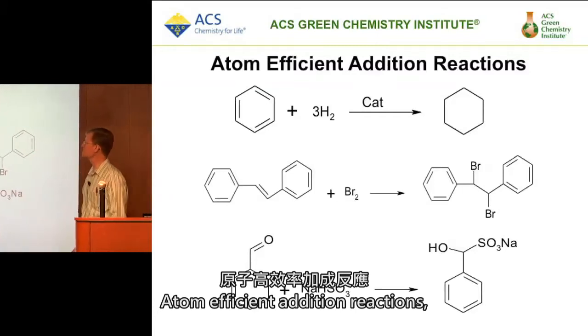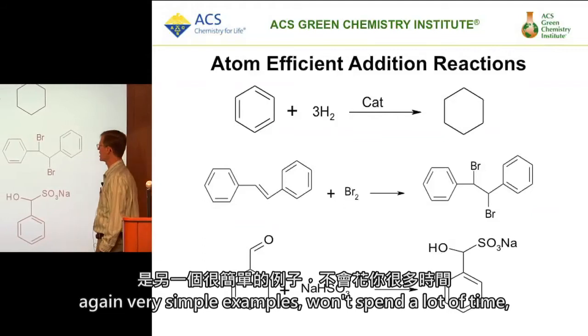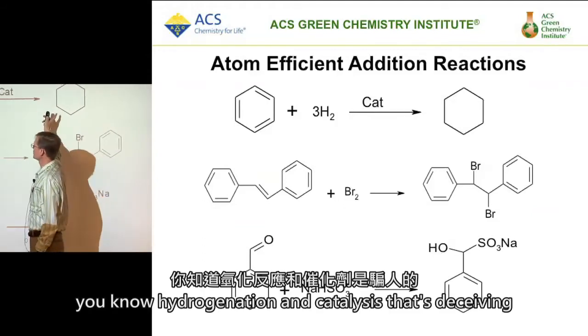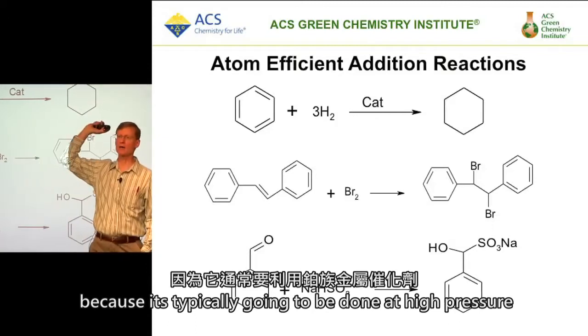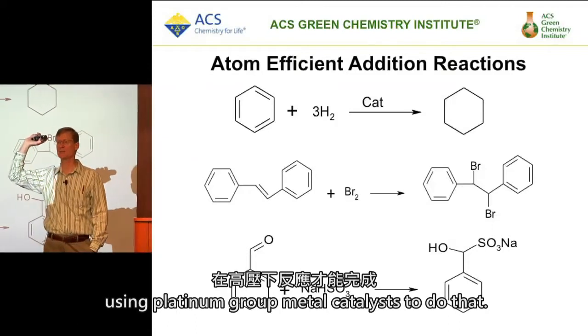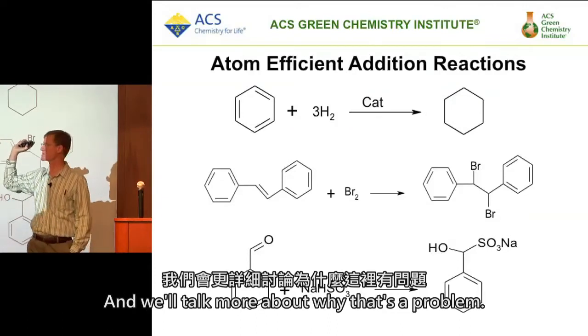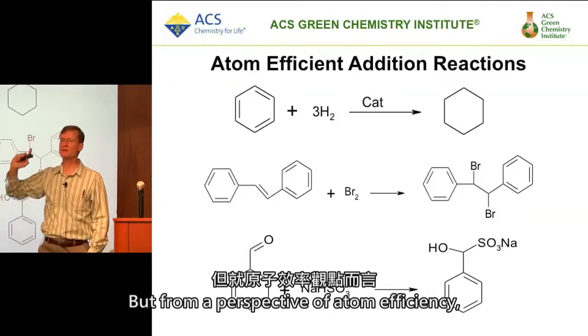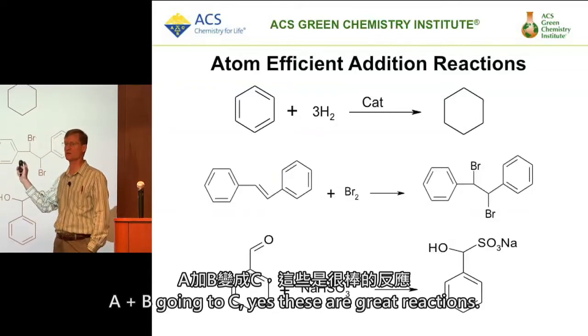Atom-efficient addition reactions, again, very simple examples, won't spend a lot of time. Hydrogenation with catalysis, that's deceiving because it's typically going to be done at high pressure and use a platinum group metal catalyst to do that. And we'll talk more about why that's a problem. But from a perspective of atom efficiency, that is A plus B going to C, yes, these are great reactions.